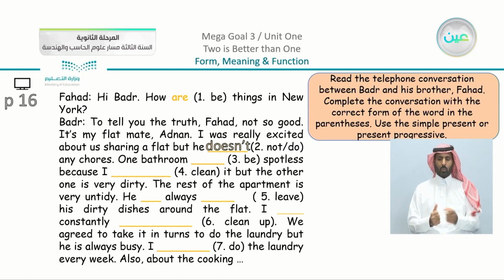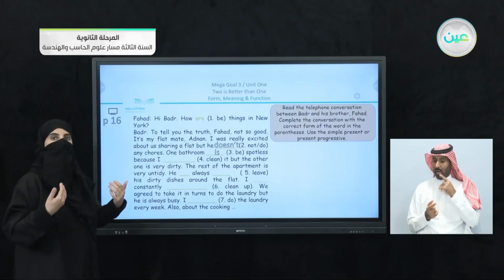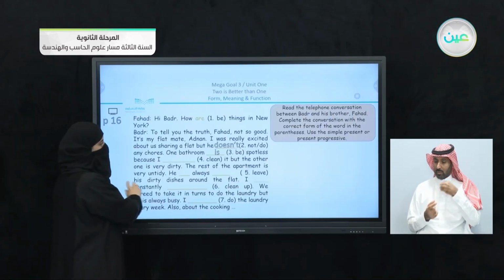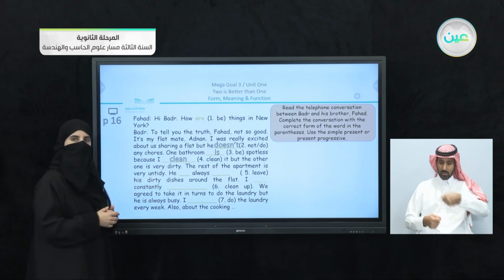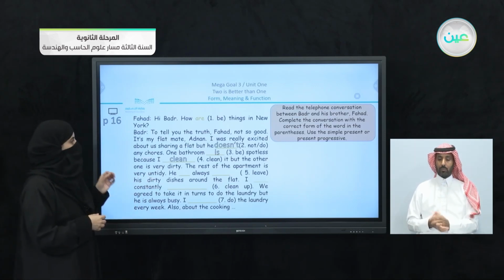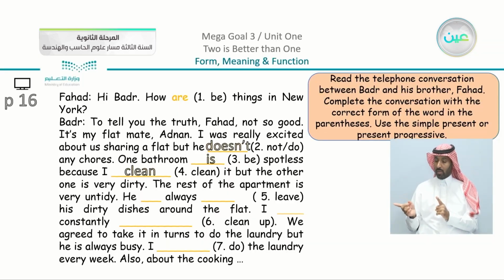"One bathroom be spotless because." Now here, what can I say? I can say is spotless, which is present simple. We have here, it is spotless because I clean it, but the other one is very dirty. Now this bathroom is clean. It is spotless because what do you write here? We can say I clean. So actually it doesn't change. But the other one is very dirty.